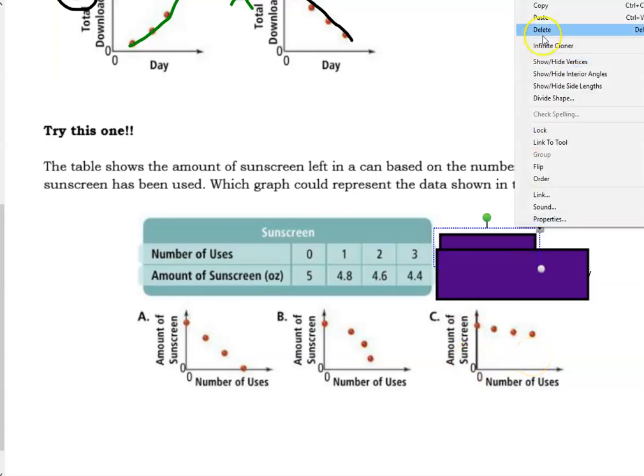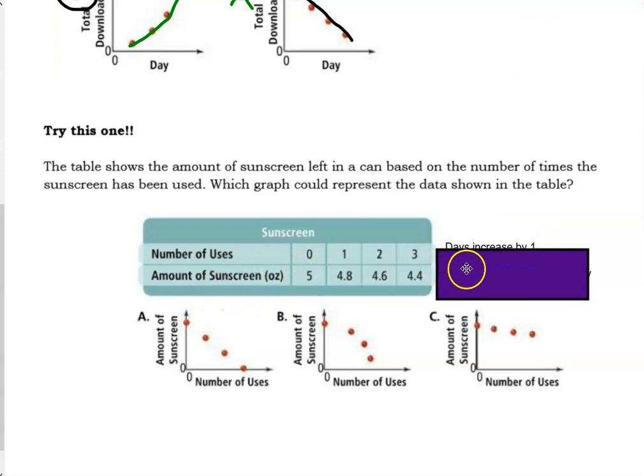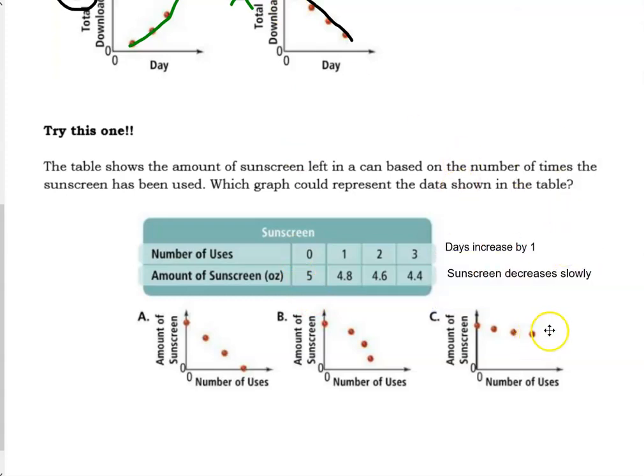So I'm going to first take a look at what's happening with my number of uses. The days are each increasing by 1. And then if I look at the sunscreen, it decreases, but it's decreasing very, very slowly. So I'm going to eliminate option B, because option B shows that this sunscreen over the course of a couple days decreases quite fast. Now, what I have to do is look at the differences between A and C.